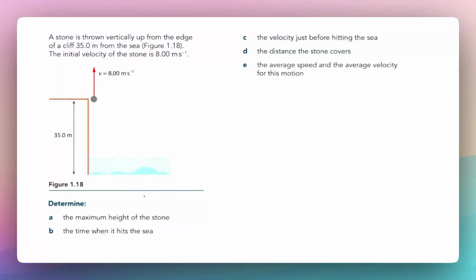So here is again a question about motion in free fall. And it's a free response question, or long response question. Let's see how we can do it. A stone is thrown vertically up from the edge of a cliff which is 35 meters high.